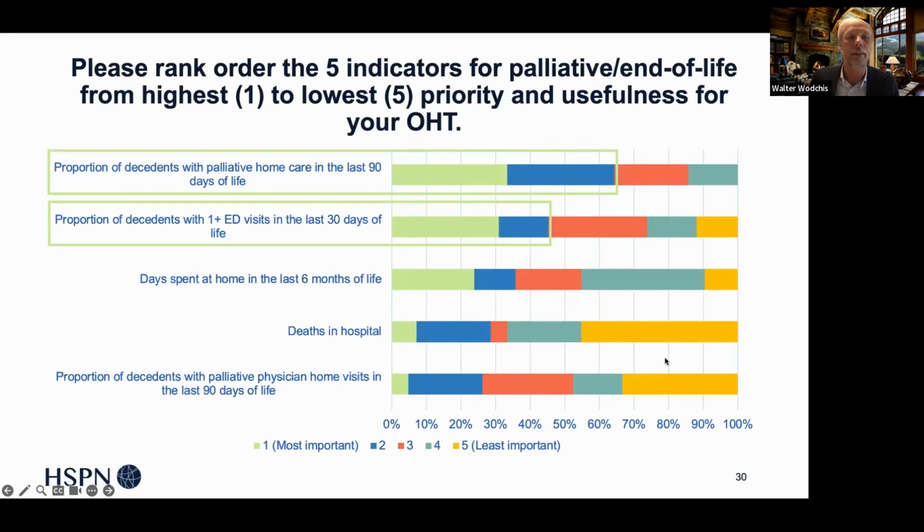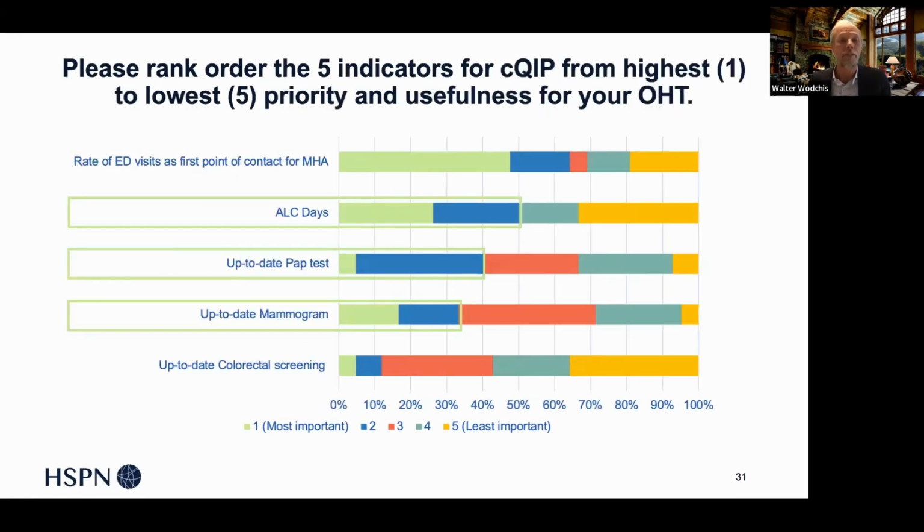And then for the end of life, we had palliative visits in the last 90 days of life and ED visits in the last 30 days of life. Finally, from the CQIP indicator set, ALC days, PAP test, and up-to-date mammograms, and the rate of ED visits as a first point of contact was actually included from the mental health one and here. So that is an indicator that is included in the reports.